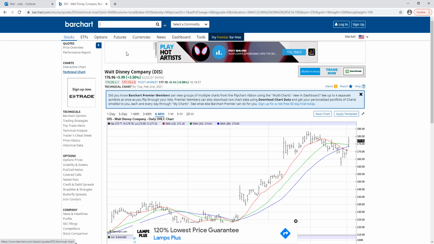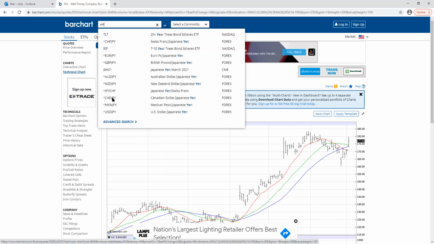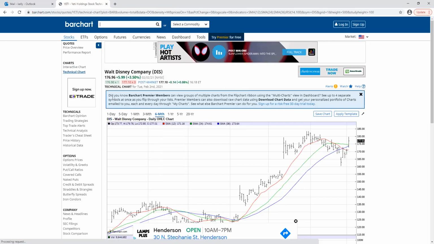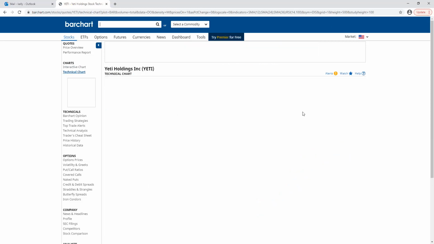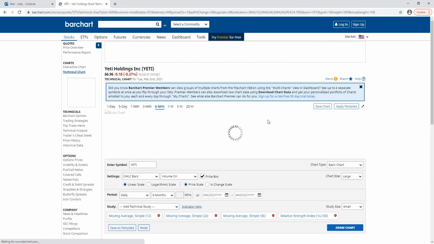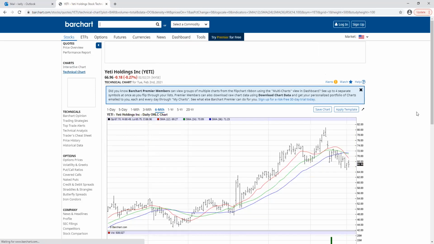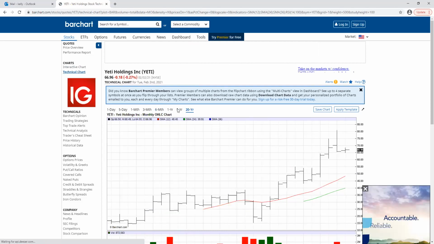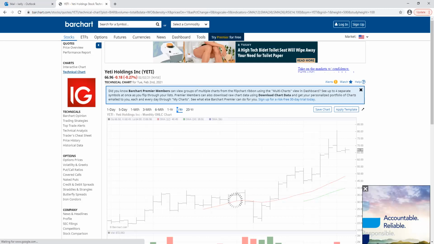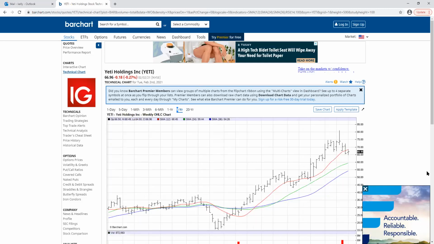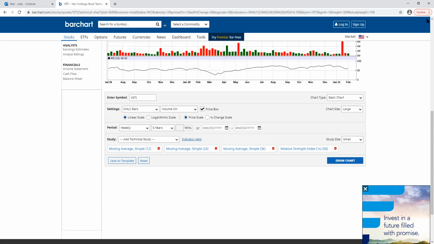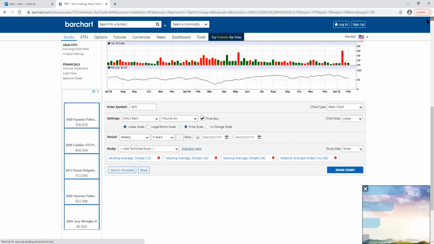Okay, next one is YETI, Y-E-T-I. Let's take a look at YETI. YETI down a little bit here today. How long has YETI been around? Not that long. Let's go with the 5 year. All right, how far does it go back? Been around since 2019, so it's a couple years anyway. So here you go.